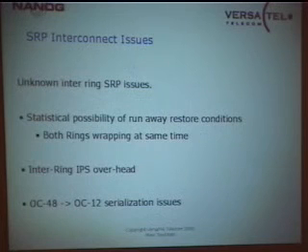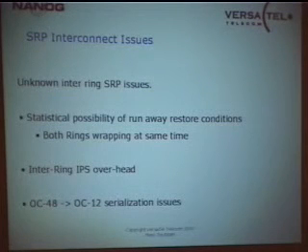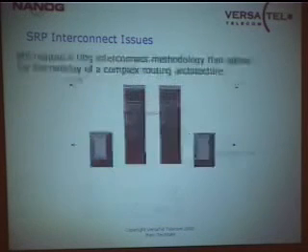At the moment, under high volume, there are unknown inter-ring SRP issues. We're not carrying gigabits of capacity yet. We will, but we're not. So we don't know under high volumes how this is going to perform. That's an unknown at this point in time. Statistically, there is a possibility of a runaway restore condition when both rings wrap at the same time.